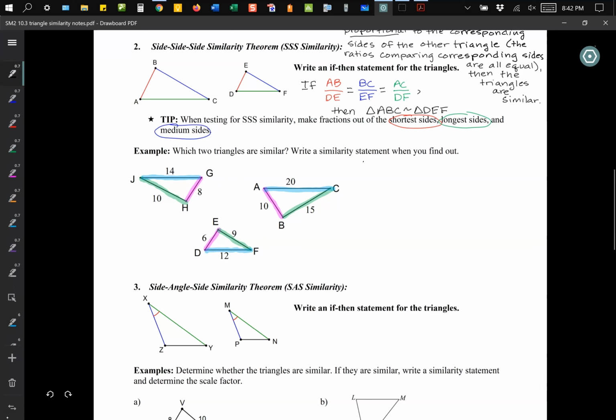So first, let's look at triangle JGH and triangle, let's see, to name that, I went across the blue side and then the pink side. So this would be triangle CAB to go across the blue and then the pink. So first, let's test the shortest sides.